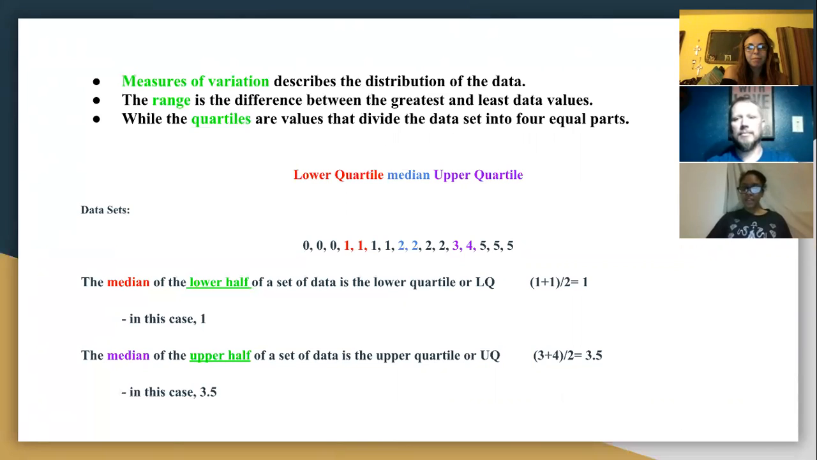The second half of the data is called the upper quartile, and that's how you calculate the quartile 3 median. You add the 2 middle numbers of the second half of the data, 3 and 4, and you divide them by 2 to get 3.5, and that's the median of the upper half.